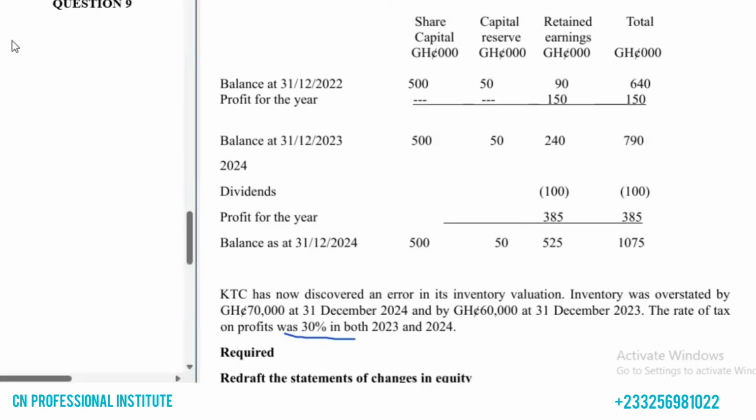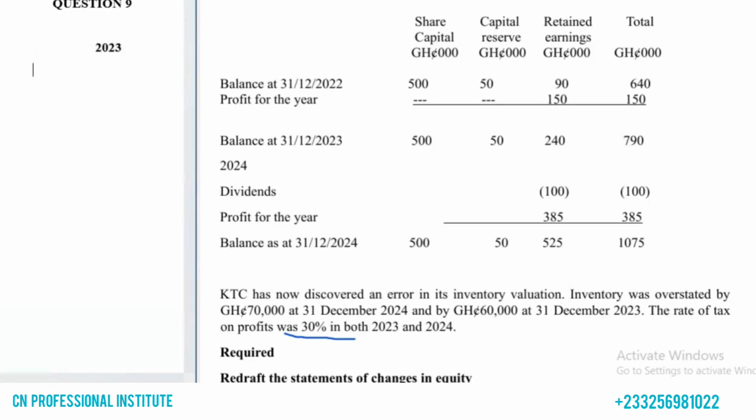So this is very simple. We had 2 years, right? So let's start. In 2023, inventory was overstated by 60,000, and in 2024 it was overstated by 70,000, right? So let's pick year by year and do the adjustment. Let's start with 2023, and all the workings are in thousands, 30s. As you can see, it's up there, right?